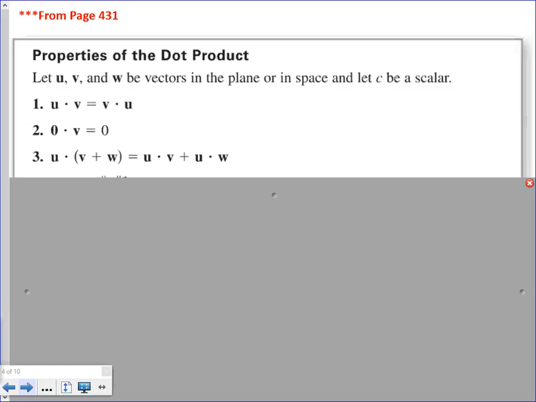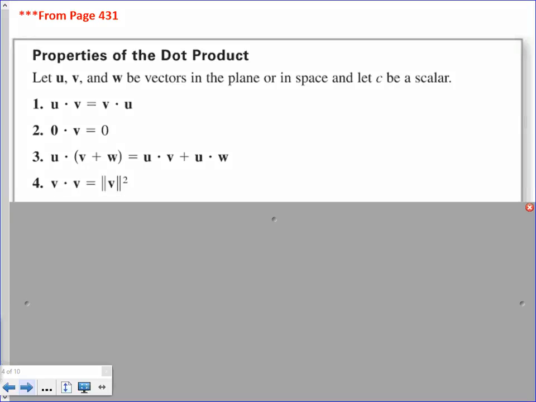Our next property says u times the quantity v plus w is equal to u times v plus u times w. So basically like a distributive property. You could either add v and w first, then multiply by u, or you could distribute to get your dot product and then add together.